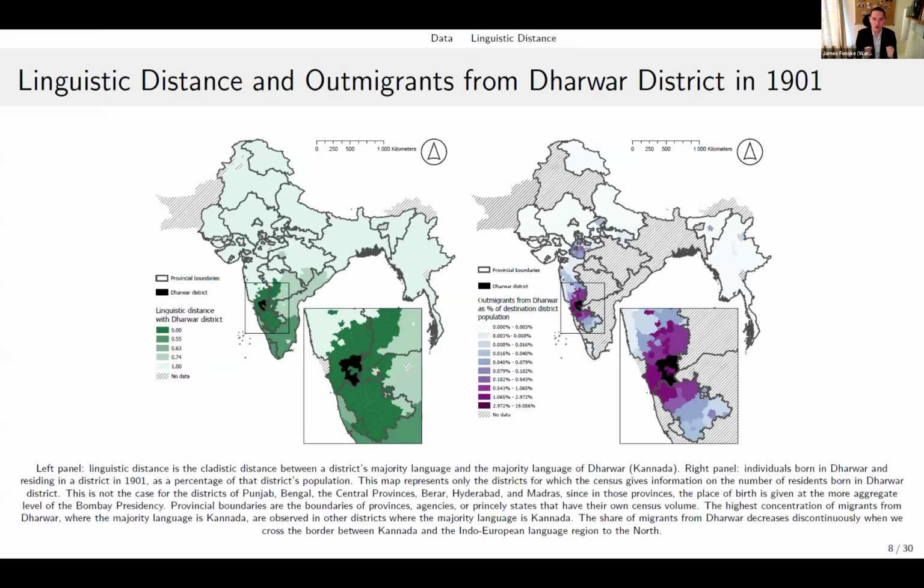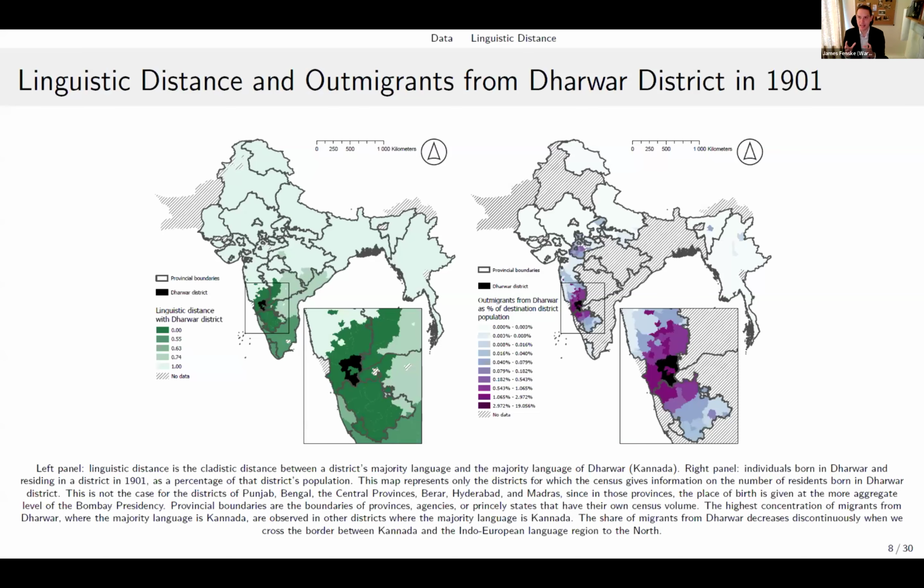And so if you go instead north, what you're going to see is that you go from dark green to light green pretty suddenly, pretty starkly, and that's because you move into a Marathi-speaking Indo-European region where the language is much different.